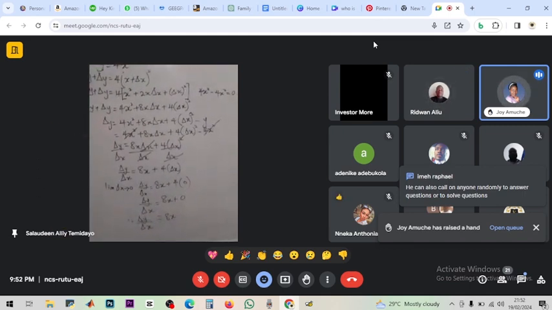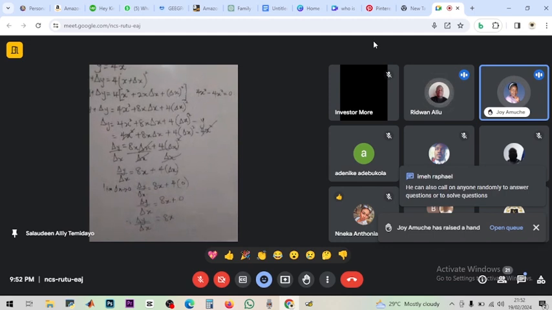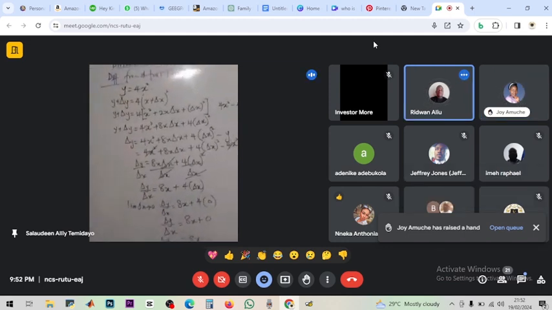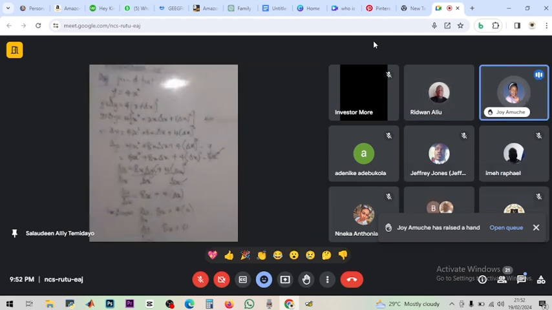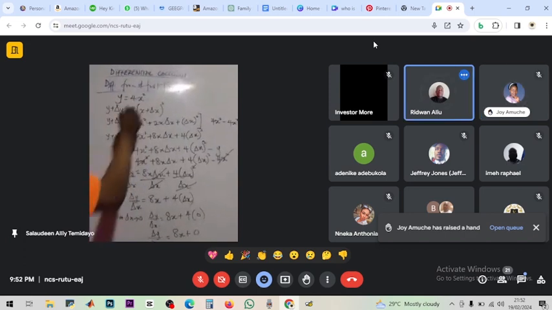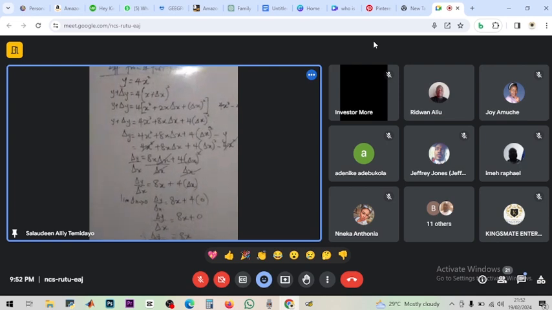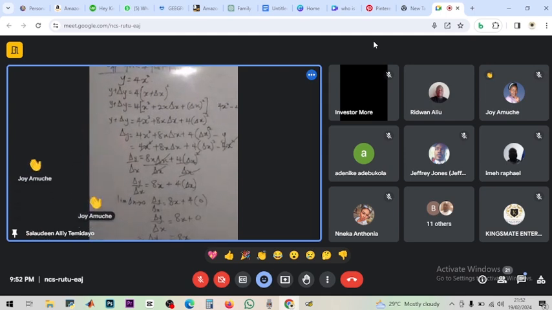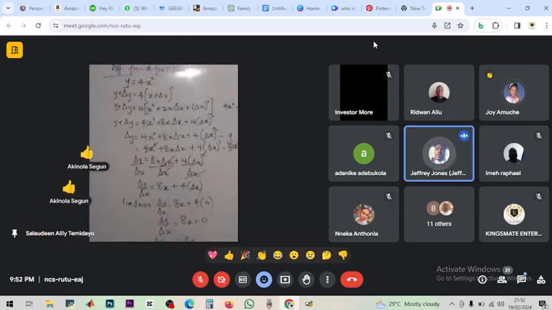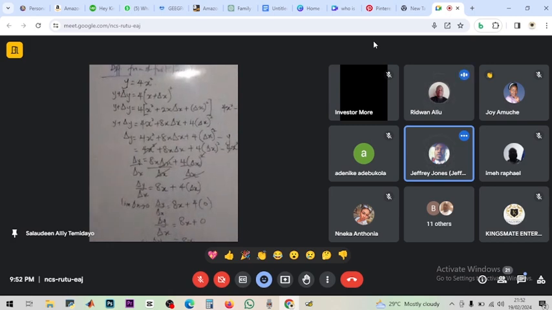My question is, is the limit always zero? Yes, when using the first principle, the limit is always 0. You limit dx to 0 at all instances. You get that? Yes, we get it.